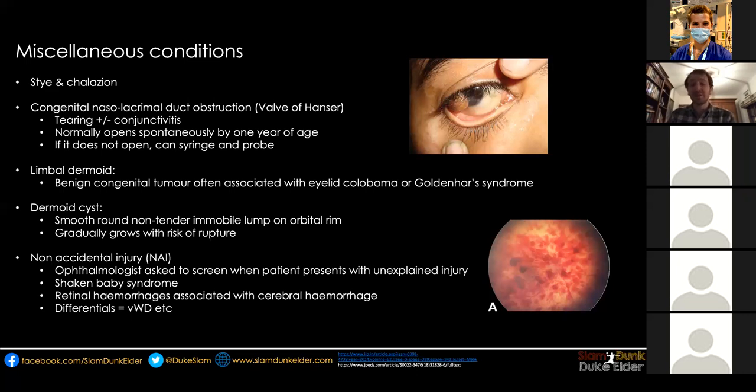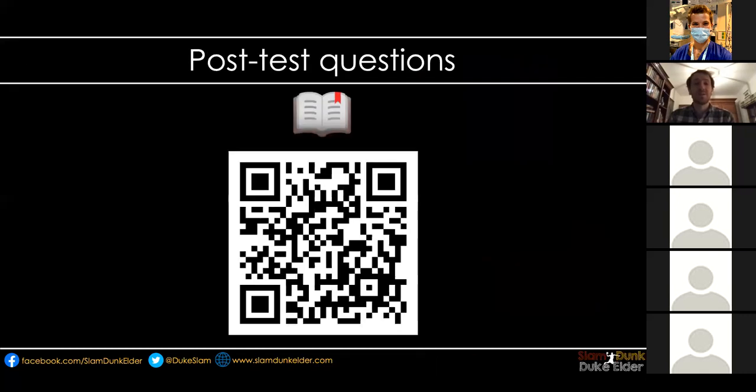non-accidental injury. So often the ophthalmologist will be asked to screen a patient if a patient's coming in with unexplained injuries. The reason for this is to assess for shaken baby syndrome, where you get retinal hemorrhages, which are associated with cerebral hemorrhages. But it's also important to note that obviously any clotting condition is also a differential. So this isn't the only cause of these, but ophthalmologists will be asked to review patients where you query NAI. And that's that.